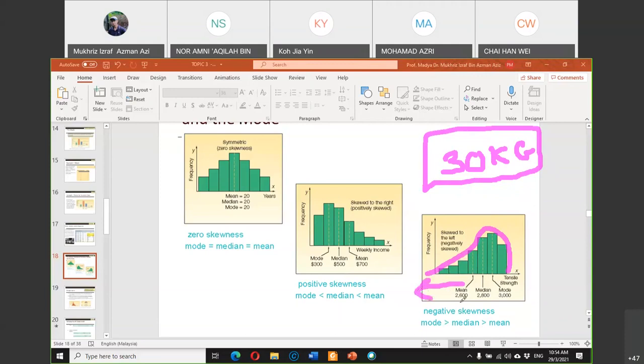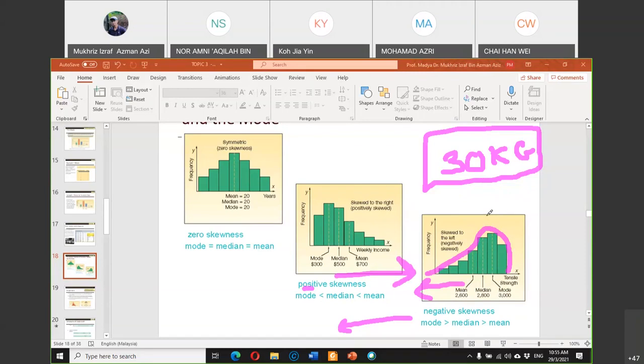So that's why in a negative skewness, the mean is on the left, the mode is on the right. So the mode is bigger than the median, which is bigger than the mean. In the positive case, the mode is smaller than the median, which is smaller than the mean. As long as you understand this concept: positive skewness is affected by extremely large values, negative skewness is affected by extremely small values. The word negative is something on the left, positive is something affected on the right.